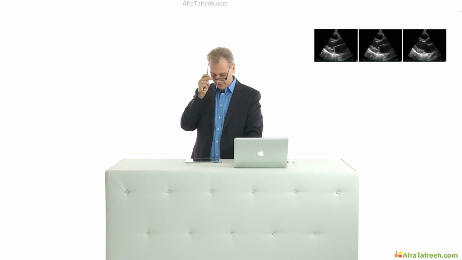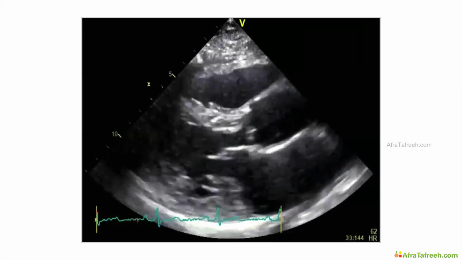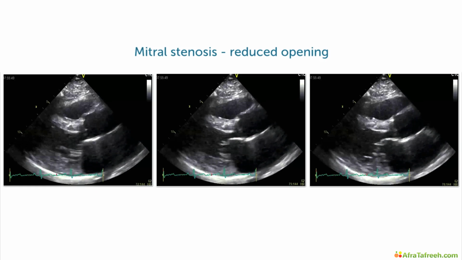Again, a short review. Here is the normal opening excursion of a normal patient. You see the mitral valve is closed, then it starts to open, and during end diastole, it almost touches the interventricular septum. What about our patient from Ghana? It looks completely different here. The valve is closed, it's starting to open, but still the tip of the leaflet is pointing towards the posterior leaflet. This is the doming.